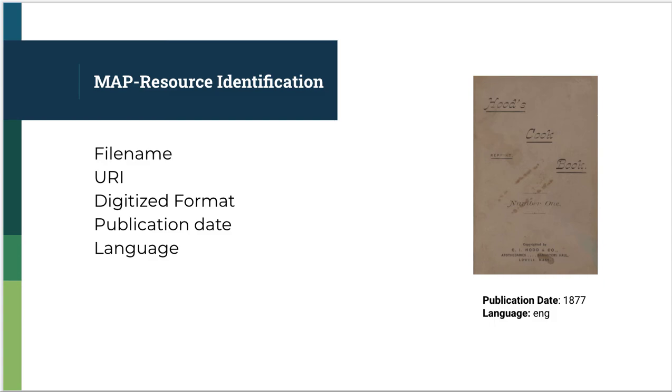Almost all the items are digitized as PDFs, and I am using DCMI types for my digitized format field. Publication date is the date that the original record was published. For almost all the items, the publication date is either in the late 19th century or early 20th century. Language is the language of the original item, and in all cases, it is in English.